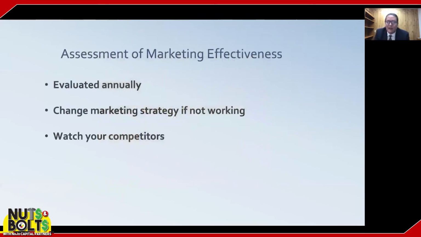And then, we look at the assessment of marketing effectiveness, and it should always be looked at every year, if not every 2 years, if it's working. You have to change it up if it doesn't work, and you have to watch what your competitors do. Because if you come out as a new company and you're putting out a product on the market and you're selling it, your competitors are going to watch and they're going to study it, and either they're going to mimic it and create something similar, or they're going to create something better. So you want to be able to watch your competitors.